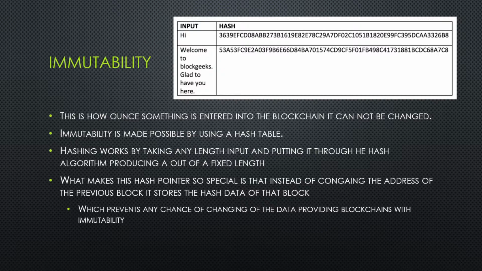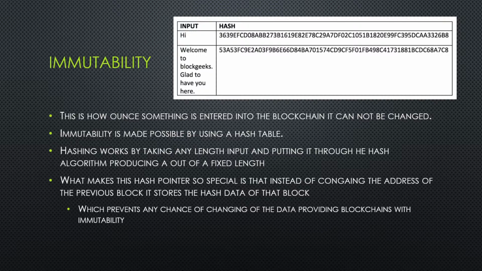Pillar number three, immutability, is how blockchain keeps its data safe and secure. And so blockchain is a large linked list with a couple of different features. One is that it uses this hash table to hash its data into code. And so as you can see in the image, the input "high" equals this huge long hash code number, and even the longer input, "welcome to Blockheads, glad to have you here," gives the same length hash code as the shorter input, which is all due to the algorithm of the hash table.